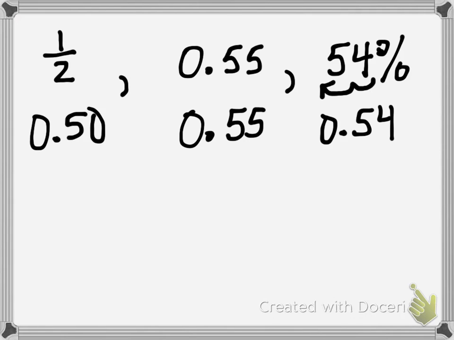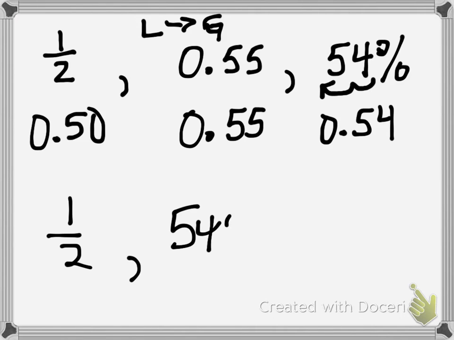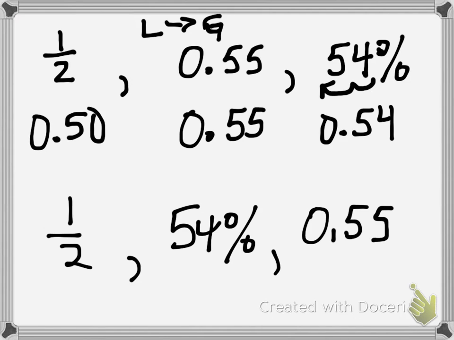And now these are going to be pretty easy to compare. And I can see that if I was comparing these, of course it didn't say, so let's just say we're comparing least to greatest. So 1/2, that is my smallest number. This is 50/100ths. Then my next one is 54%. And my last one would be 55/100ths. And again, I did that by turning these all into decimals, which made them very easy to compare.